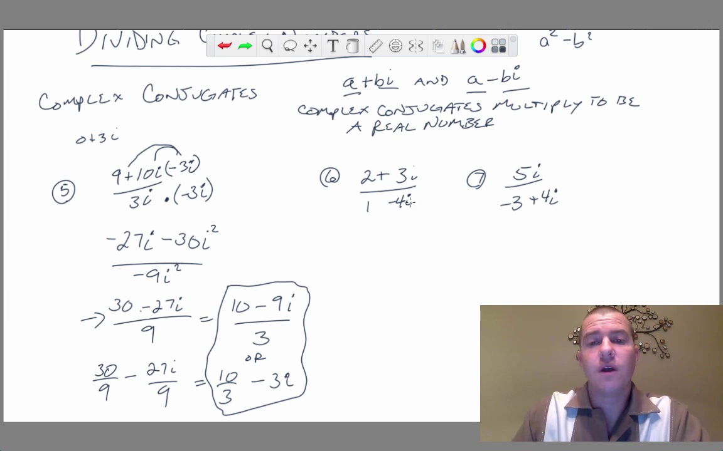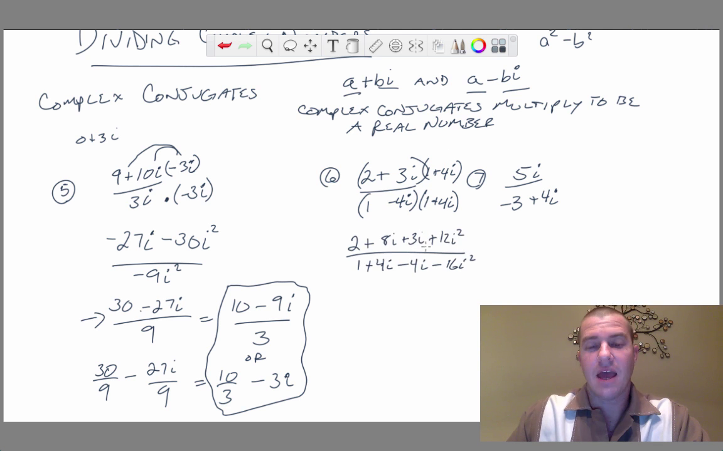Okay, so for this one, I can't have this i in the denominator. So what I have to do is make that a real number, and the way I'm going to do that is multiply by its conjugate. And the conjugate of 1 minus 4i is going to be 1 plus 4i. And understand these are two binomials, so I'm going to have to distribute twice.